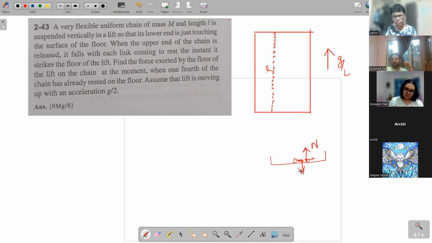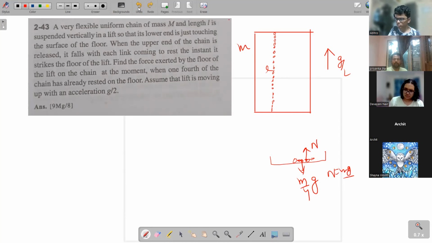So gravity will be, see, if m is the total mass of length L, then m by 4 will be the mass of the length L by 4, and this is mass into g. This is the force that Earth will apply on this part of length L by 4, and this is normal. So normal will become equal to mg by 4.